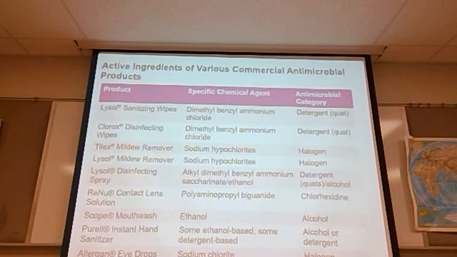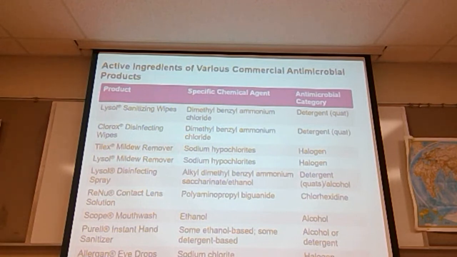Lysol sanitizing wipes is dimethyl benzyl ammonium chloride. Don't worry, I will never ask you to repeat that. Look down here at Lysol disinfecting spray. The active ingredient is alkyl dimethyl benzyl ammonium saccharinate and alcohol. Or excuse me, that's two different ones. My bad. Alkyl dimethyl benzyl ammonium, which is a detergent. Saccharinate ethanol, which is a quat along with ethanol.